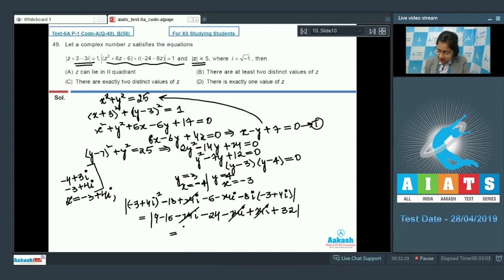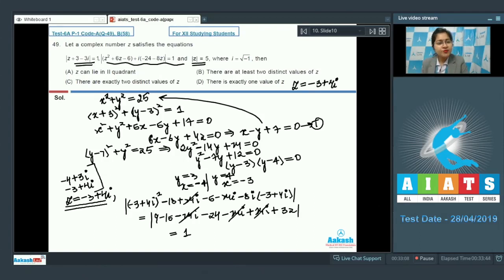So this will be equal to 9 minus 16, that is minus 7, minus 24, that is minus 31, plus 32, modulus, that is 1. On the right hand side also we have 1. So it can be seen that the value of z equal to minus 3 plus 4 iota satisfies all three equations. Similarly, it can be seen that if you put z equal to minus 4 plus 3 iota in the second equation, it will not satisfy it. So we have only one solution, that is z equal to minus 3 plus 4 iota.